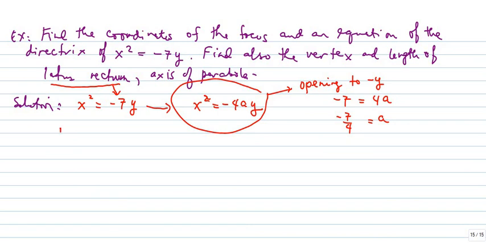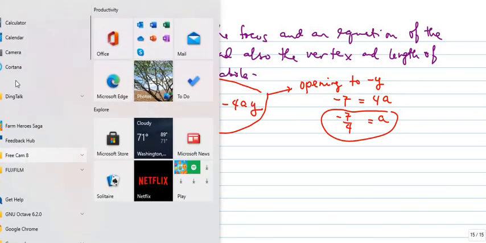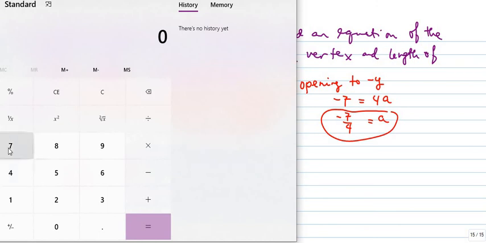So, we need to draw the parabola so that we can visualize it. Take note, this is our vertex at the origin, and the distance from the vertex to the focus is negative 7 over 4. Let me use my calculator: 7 divided by 4 equals 1.75.